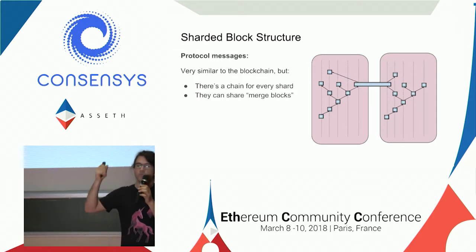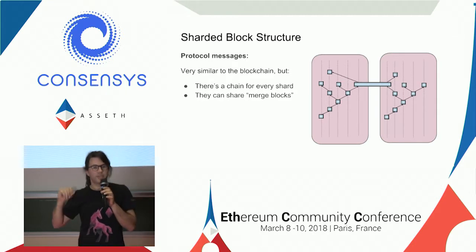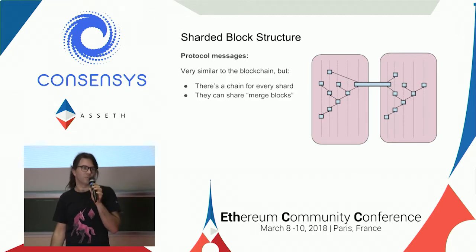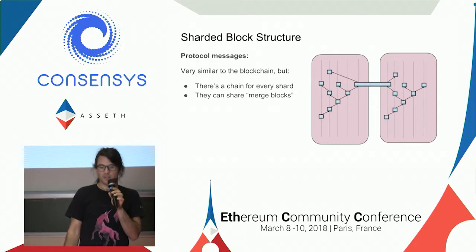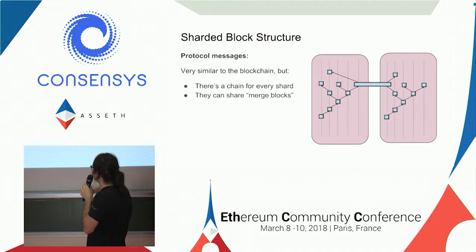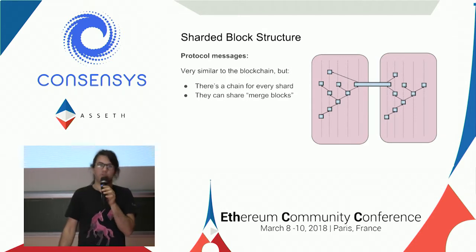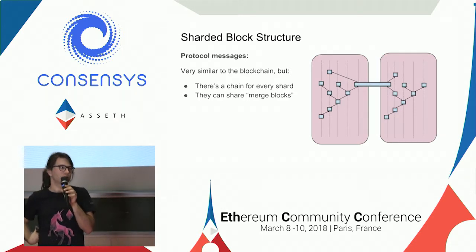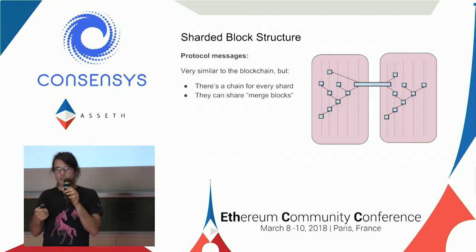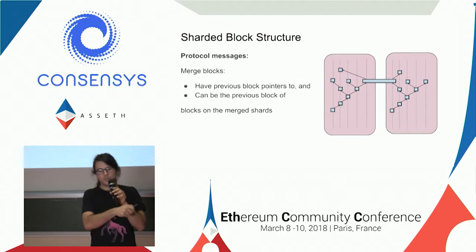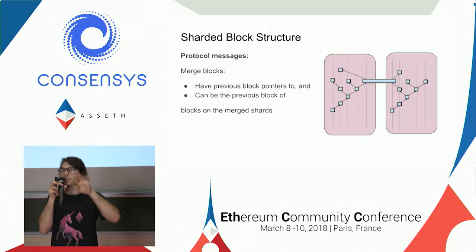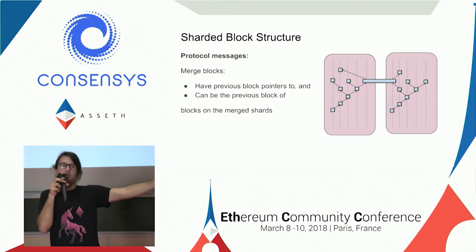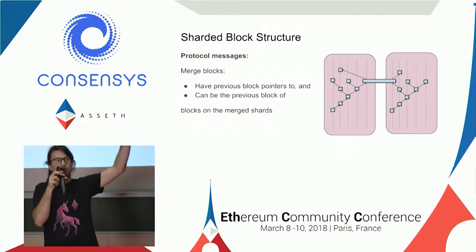You basically have blockchains on these things called shards, and these shards can sometimes share these things called merge blocks. Or we used to call them cross-shard blocks, but that's kind of long. Merge blocks have this property that they have pre-block pointers on both shards, or any shards that they are across, and that they can be pointed to. So they can be a previous block of the shards that they merge.